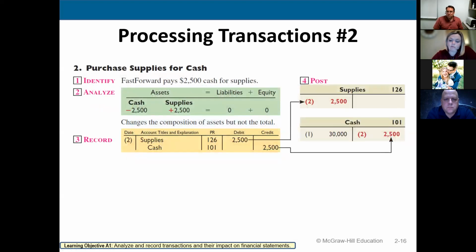So the next transaction, pretty standard for businesses. We're going to purchase some supplies for cash. So again, I would ask myself, what accounts? Cash and supplies. What type of accounts are they? They're both assets, something that we own. And then what's happening with them? Well, if I'm purchasing supplies, that means my supplies are going up and my cash is going down. So then the rules: assets increase with a debit. So I'm going to debit supplies 2,500 and credit cash 2,500 and then post that over to my ledger.